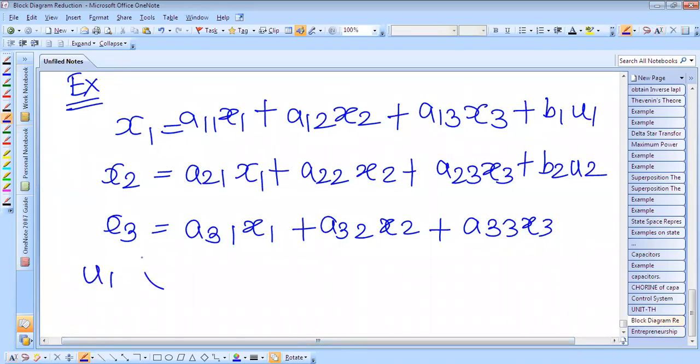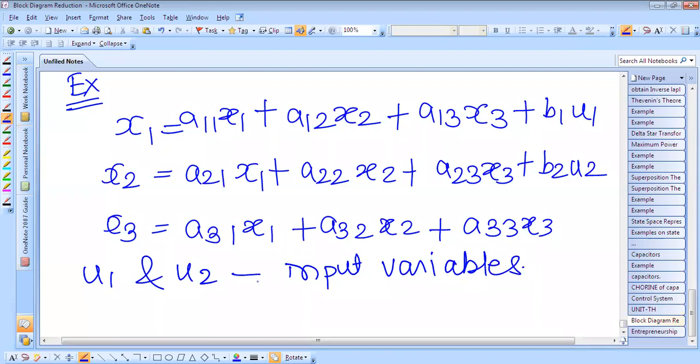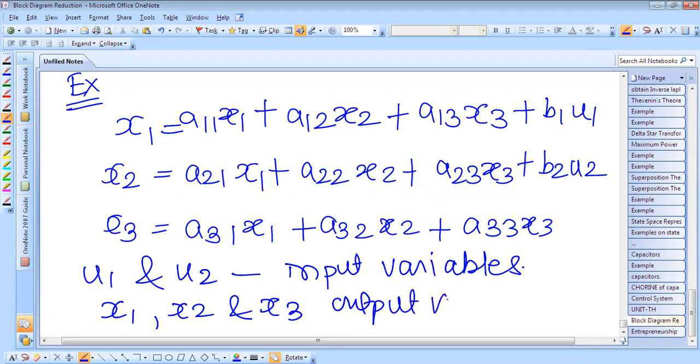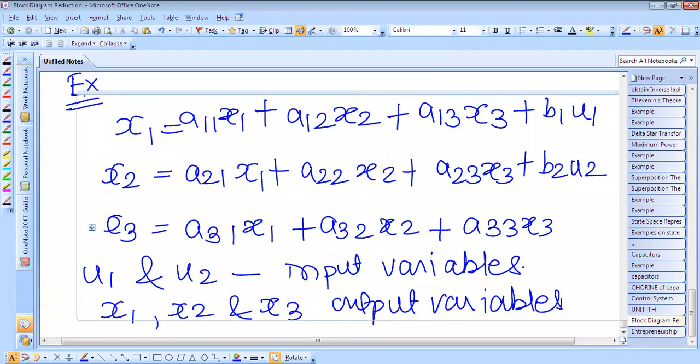Now see, in this case u1 and u2 are the input variables, and x1, x2 and x3 are the output variables. Now we have to draw the signal flow graph, so we have to take advantage of this. So the first node is x1, and to this x1 an input is coming.